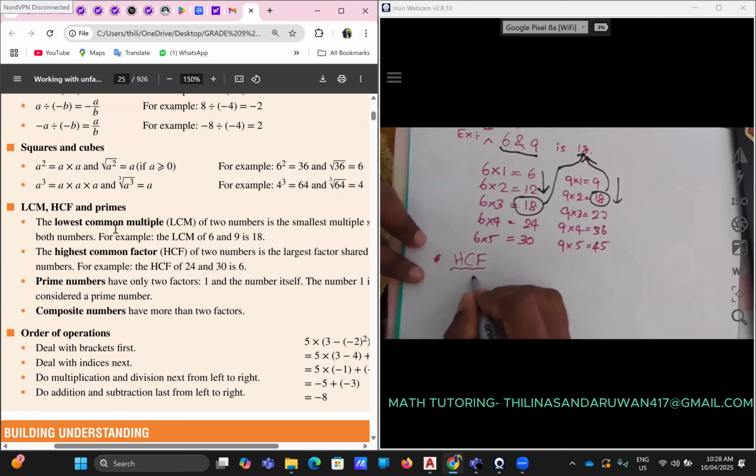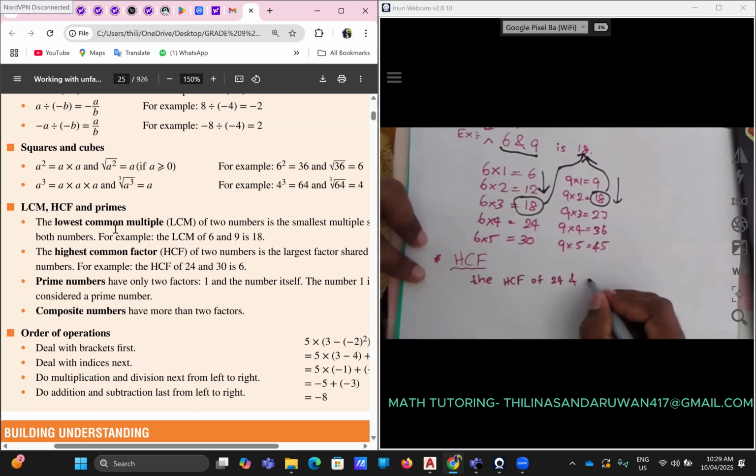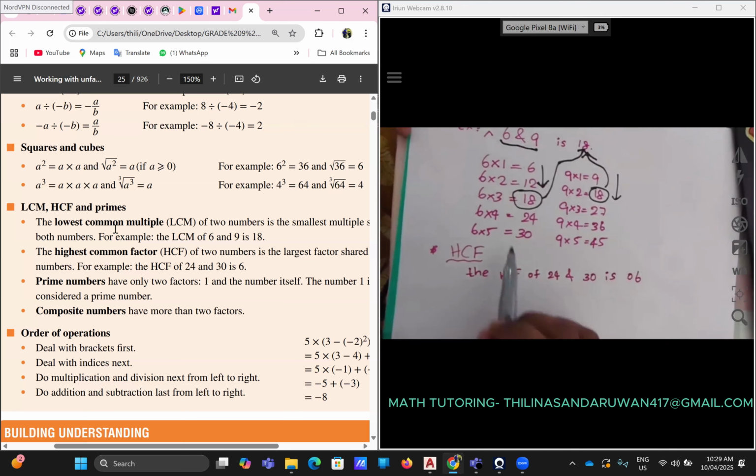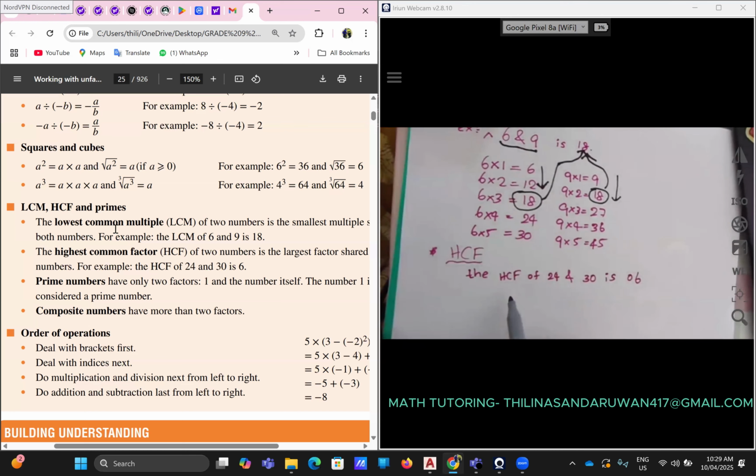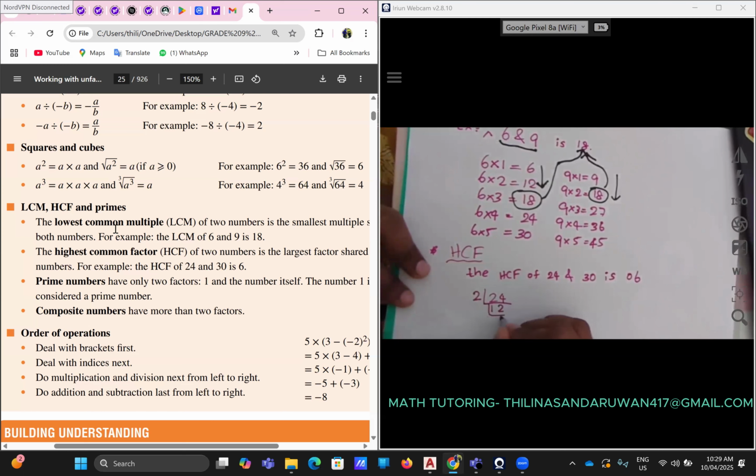They have given the HCF of 24 and 30 is 6. What does that mean? The LCM was about multiples. This is about factors. Factors means, let's say, what are the factors of 24? Factors mean that if you divide this number by any number, like let's say 2, you will get a zero balance.